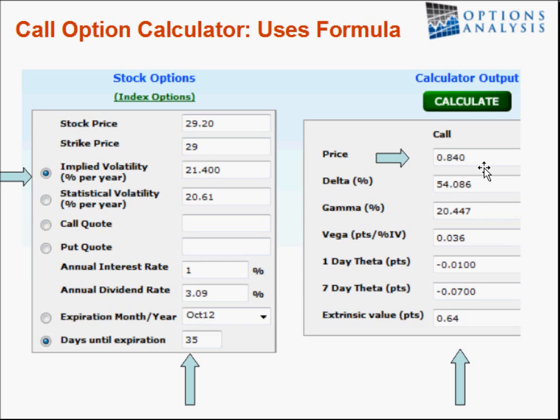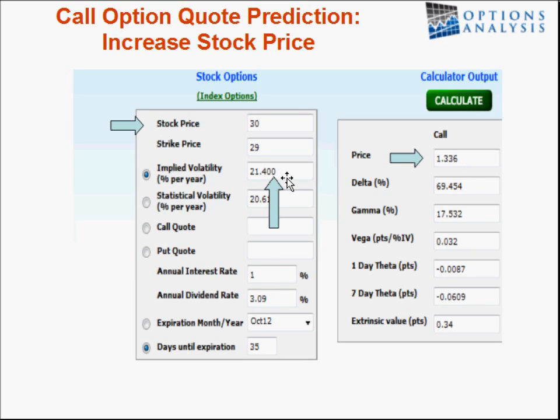This is the Microsoft 29 strike call option at a 29.2 stock price. If we input 0.84 for the price, the volatility that this model pumps out is 21.40. If we hold 21.40 constant and increase the stock price, and leave the days to expiration still at 35. So in other words, we're trying to discover if the stock would suddenly change, where might the option price go?